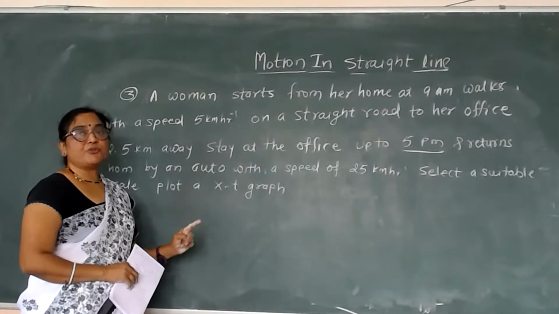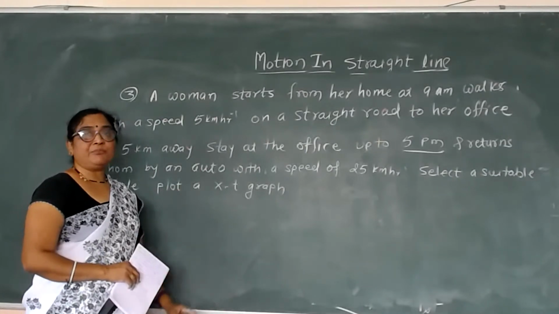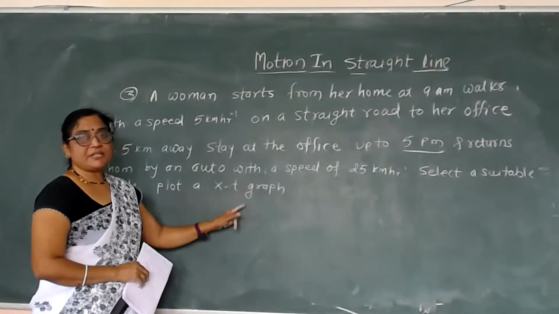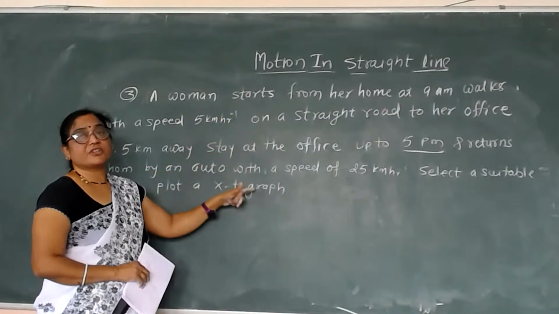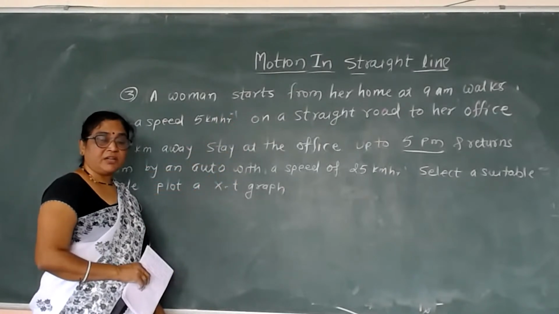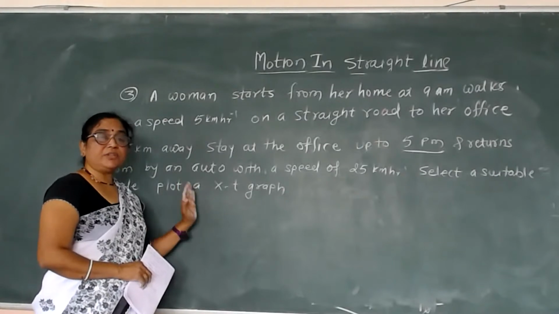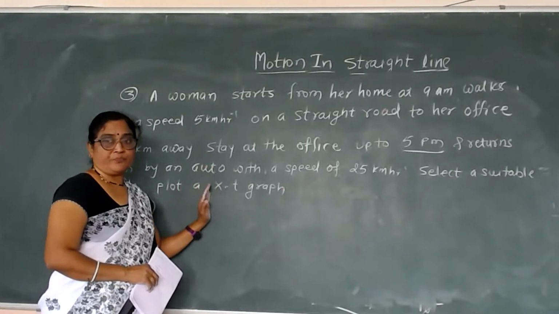To draw the position-time graph, the time is required. But in this question, the time is not given. Then first find out what time is required for that woman to go to the office.